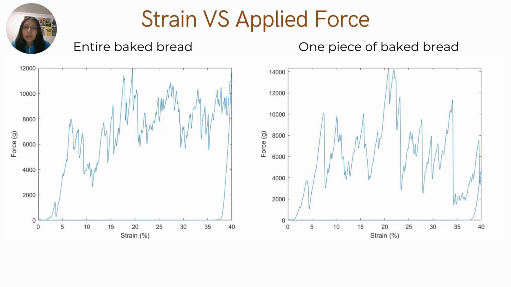Lastly, we have the strain versus force graphs for the baked bread and a piece from the inside. Here we can see how increasing the strain to 20% produces a maximum force that is greater for the piece of bread.